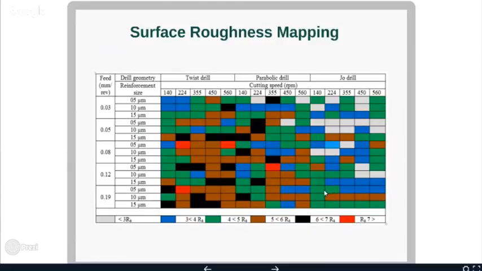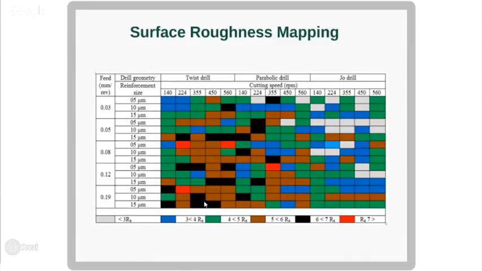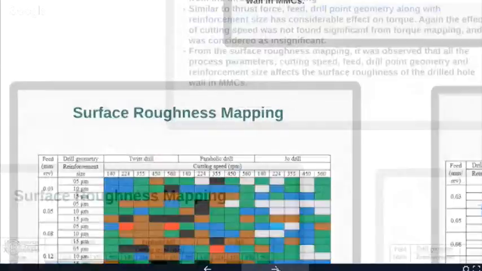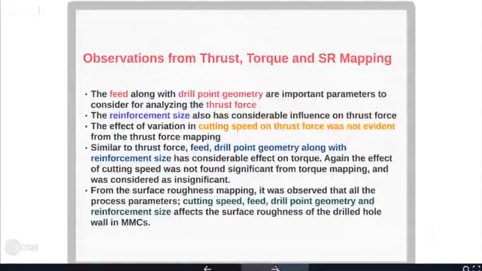Now, again, you came to know that here the jaw drill point geometry has surface roughness within the range of 4 to 5, as compared to 3 to 4, as compared to the parabolic drill point geometry, where the surface roughness is within the zone of 5 to 6, as well as the twist drill point geometry, where the surface roughness is within the zone of 5 to 6. So from this mapping of thrust force, torque, and surface roughness, the following conclusions have been made by me.